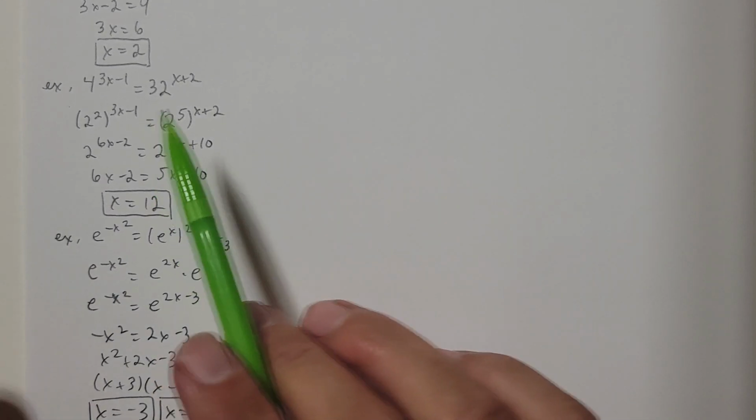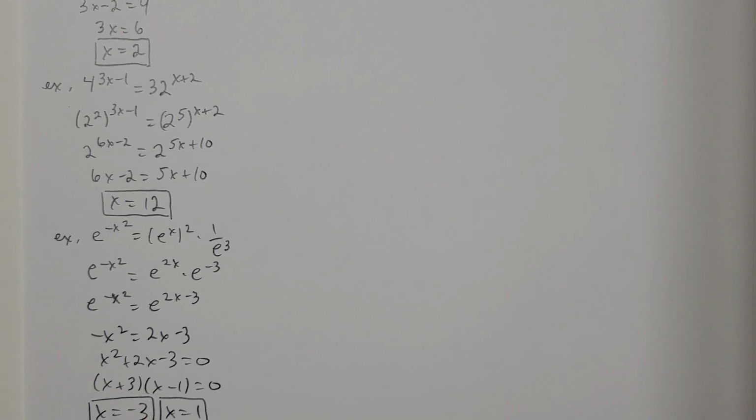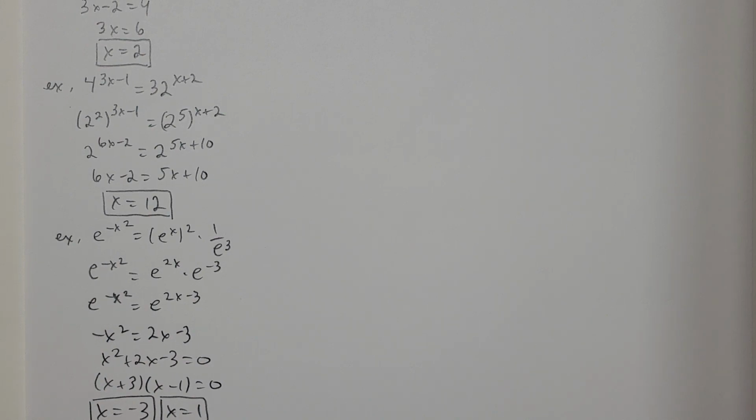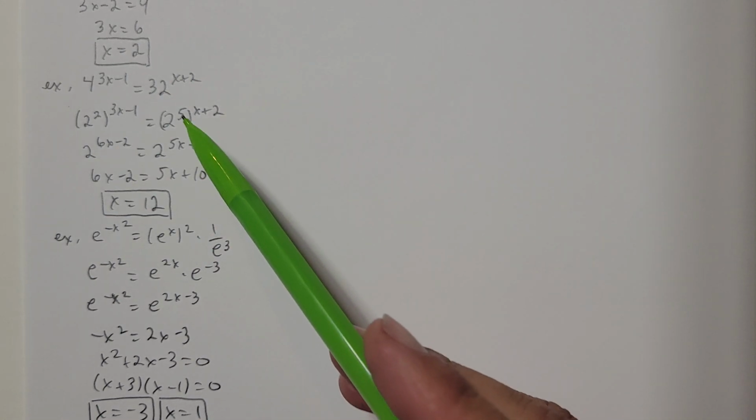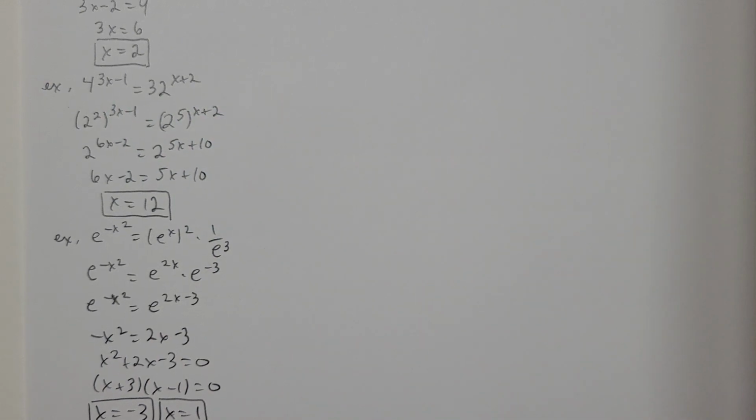Here's another example. So what if we want to solve 4 to the power 3x minus 1 equals 32 to the power x plus 2? Solve for x. Okay, so with this problem, 32 is not a power of 4. In other words, 4 to the first is 4. 4 squared is 16. 4 cubed, 4 times 4 times 4, that's 64. Okay, so in this problem, I'm going to have to change both bases on each side there.